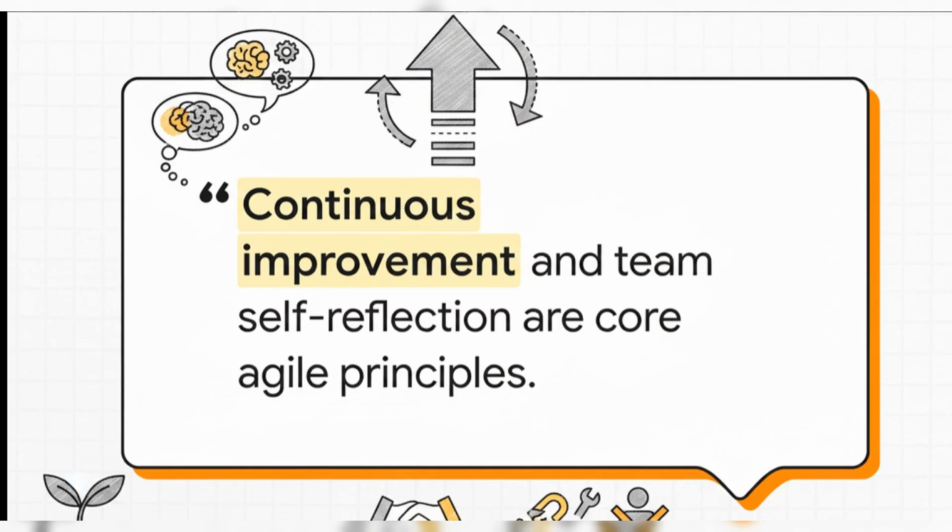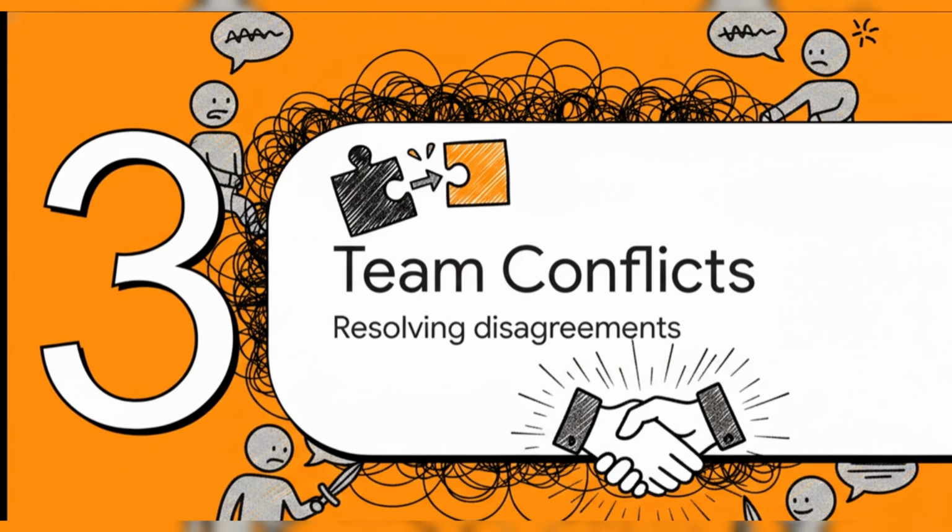Relying on rigid enforcement or threats completely breaks trust, whereas facilitating self-reflection builds resilience and actually solves the underlying problem. All right, transitioning to Part 3, Resolving Team Conflicts.